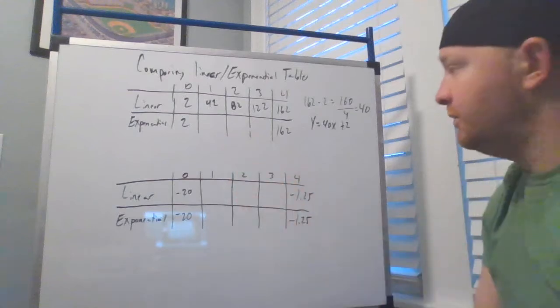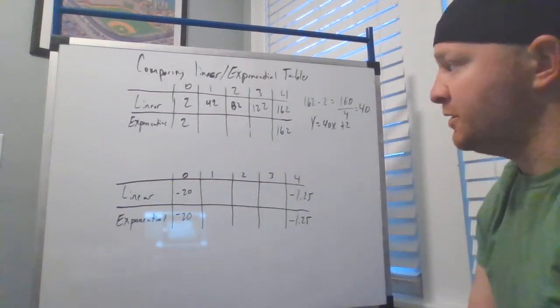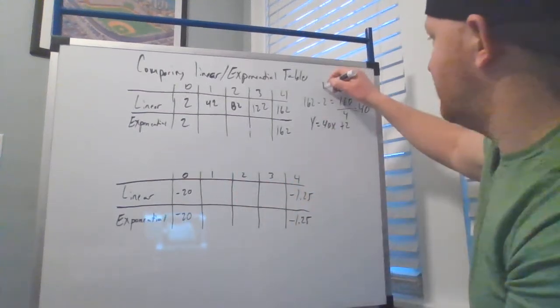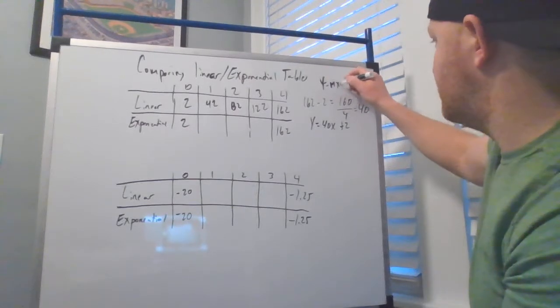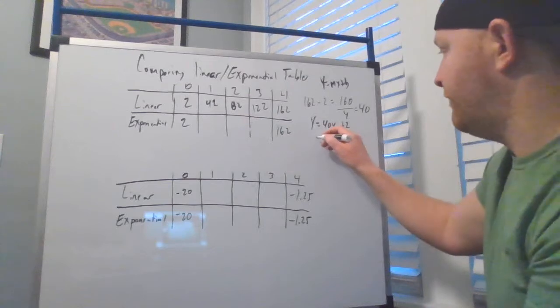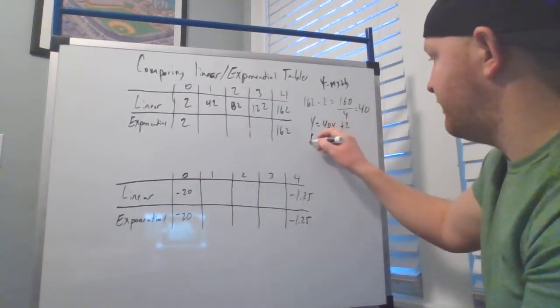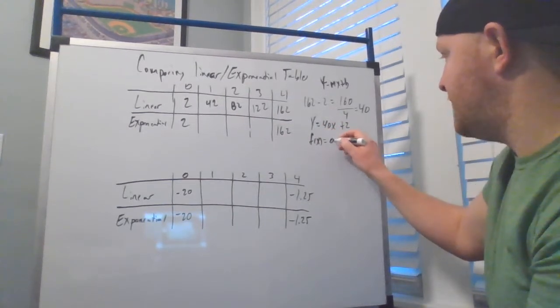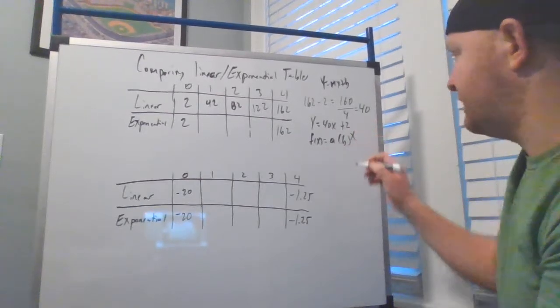Now, exponential, a little different. So here's how you do exponential. Remember, we're always starting with our basic. We know y equals mx plus b. So now for exponential, we know it's going to be y, or f of x equals, doesn't matter what you use right now, but f of x equals a times b to the power of x.